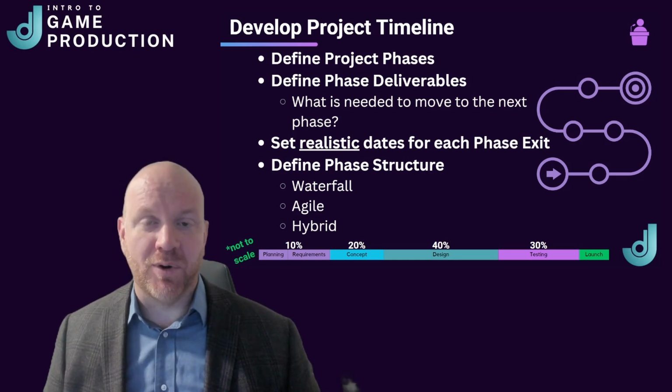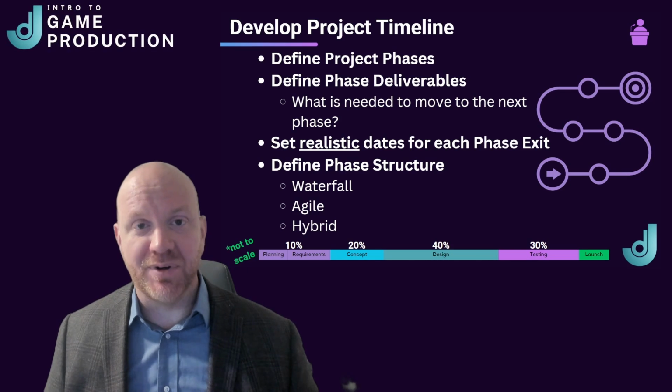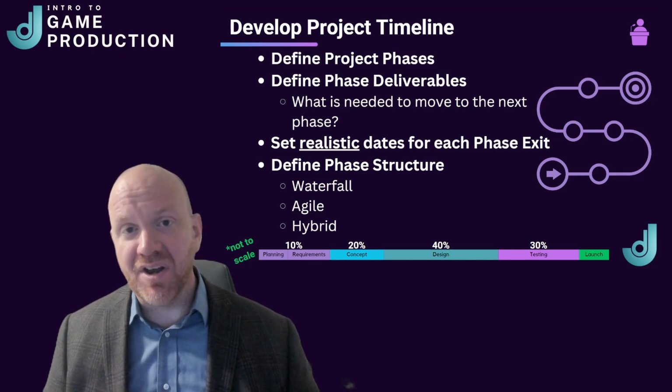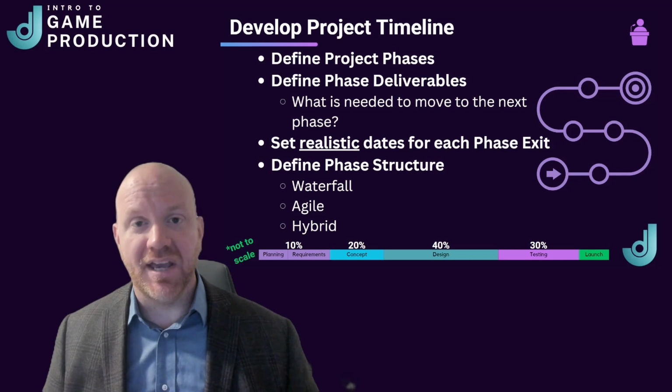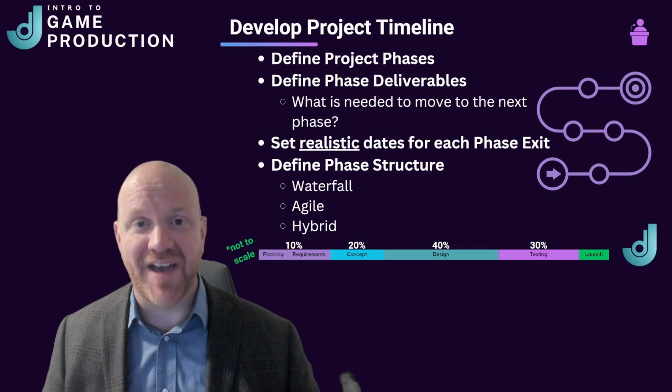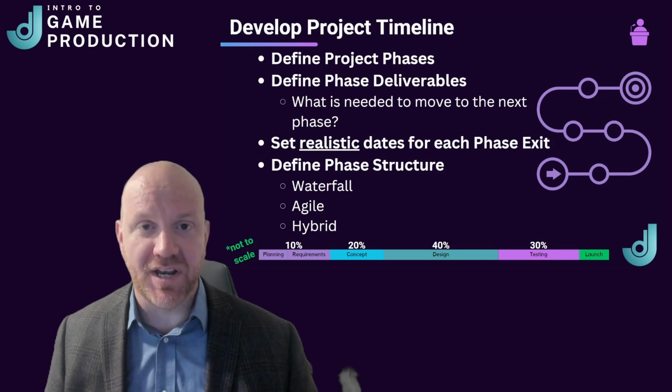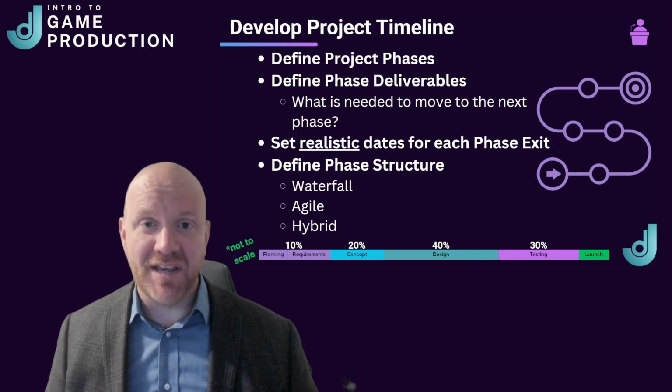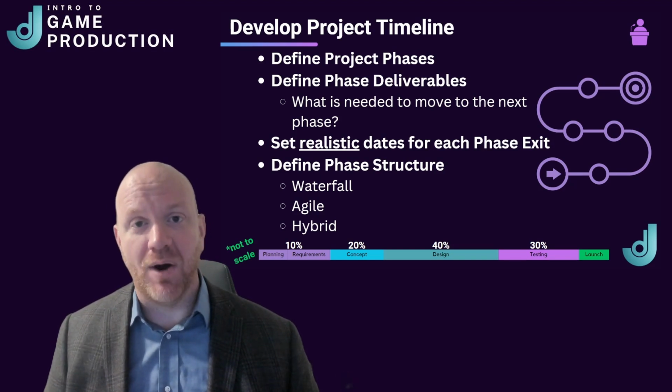The planning and requirements phase should take up about 10% of the time. You really want to spend some time in these phases and not move on too quickly. Again, we're developing that foundation for our project and making sure that we have everything we need to achieve the objectives. So if you have a 10-month project, this should take about 1 month.